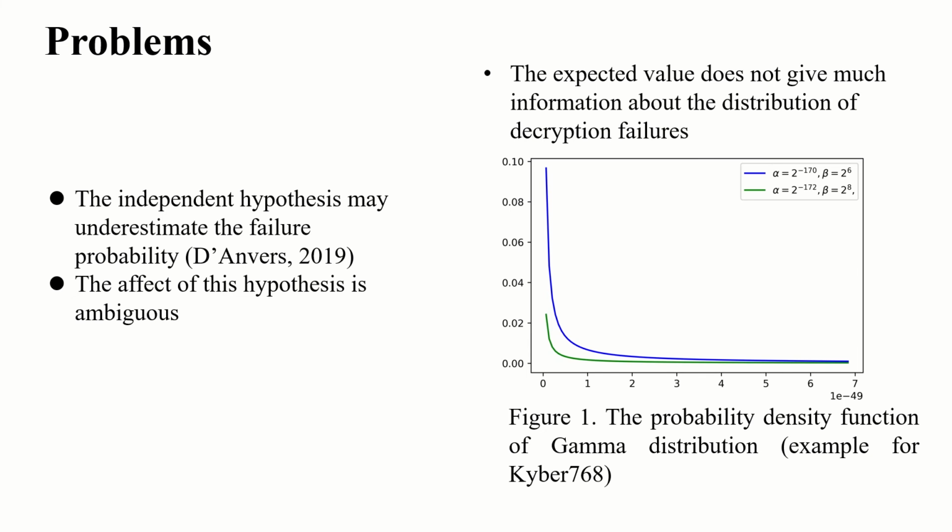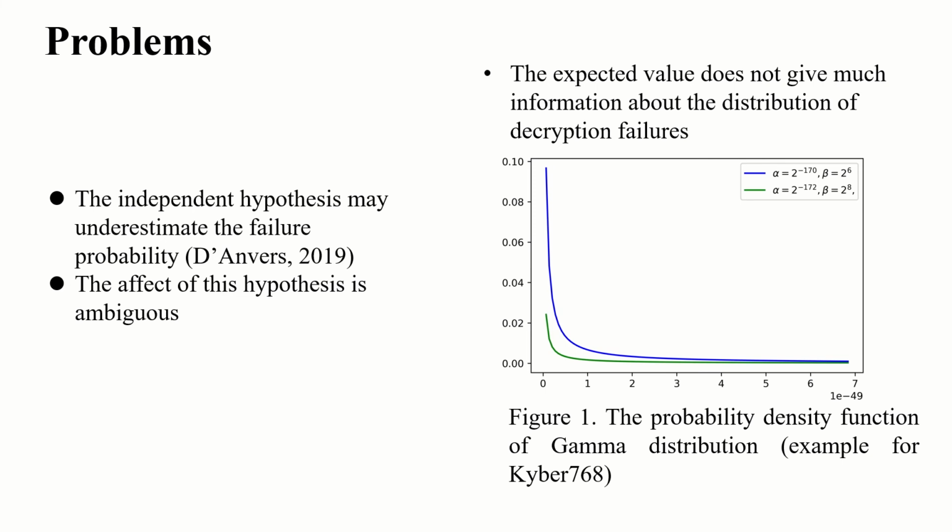Before discussing security issues, let's review the failure independence in individual bits of the transmitted message and the possible security impact of the decryption failure rate. Danvers proved that the independence hypothesis applies to the scheme without error correction, but it may underestimate the failure probability of the algorithm using error correction codes.